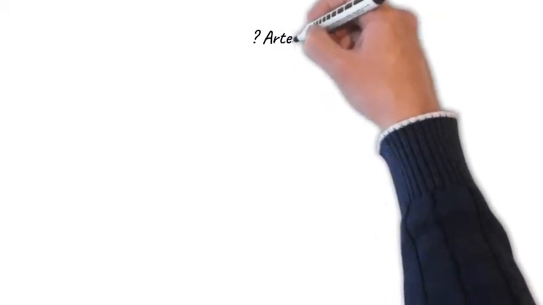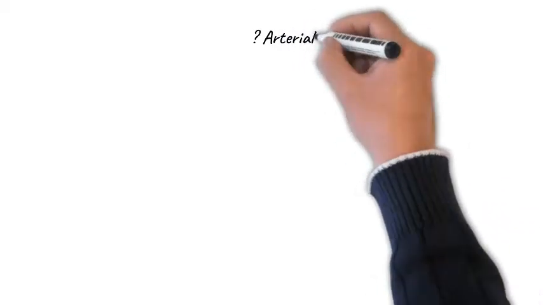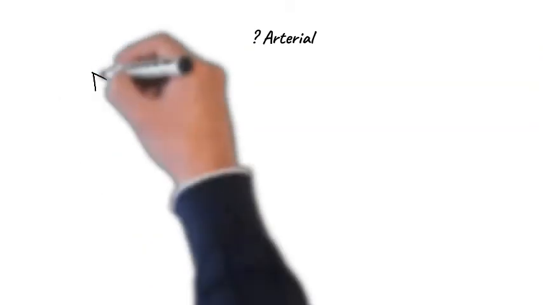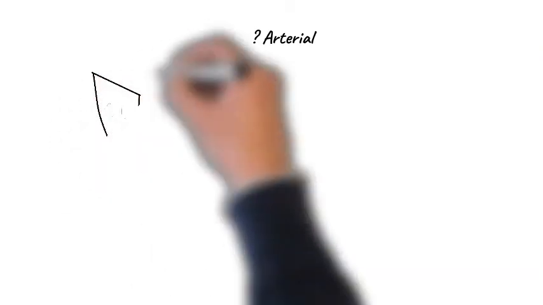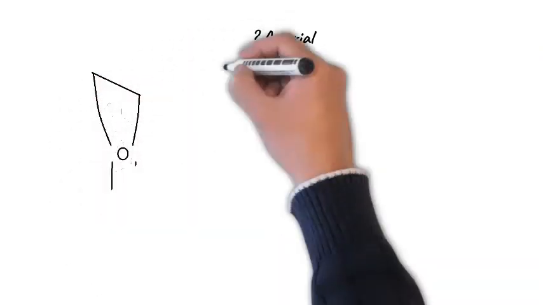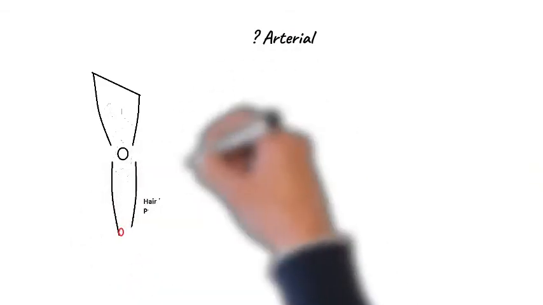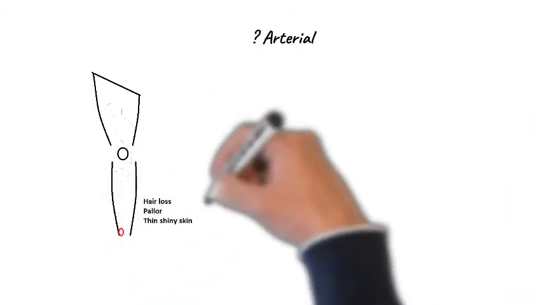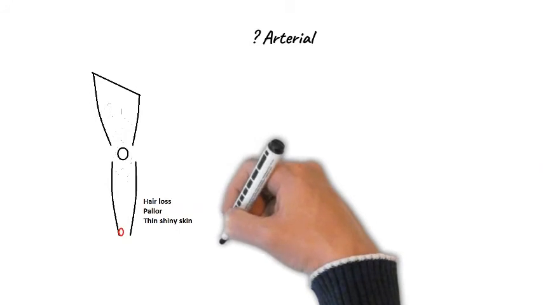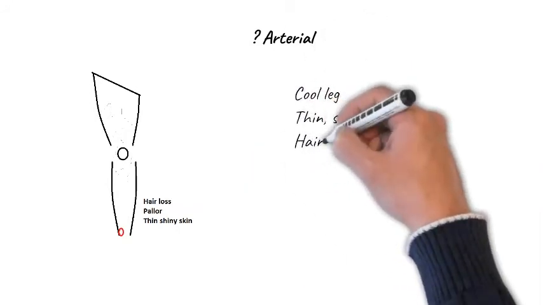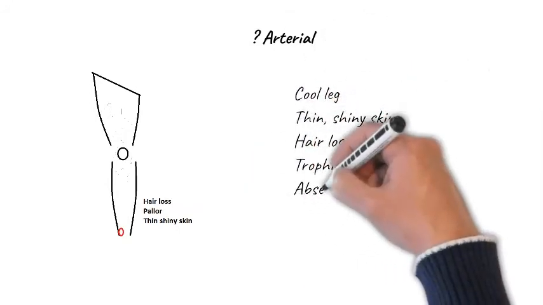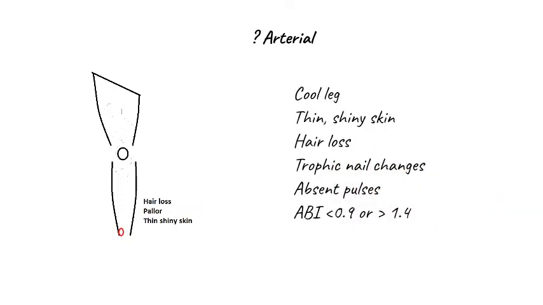Think about an arterial ulcer if the patient has a cool leg with absent or diminished pulses. There's hair loss, trophic nail changes, and thin, shiny skin. Classically, these arterial ulcers are described as punched out and located over the lateral malleolus, although frequently in clinical practice that old observation doesn't actually hold true.